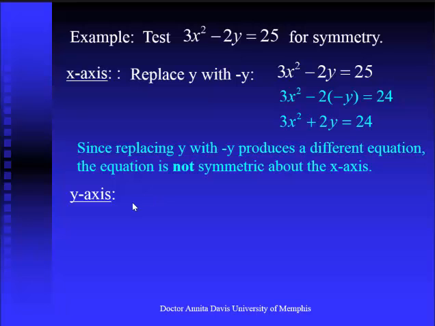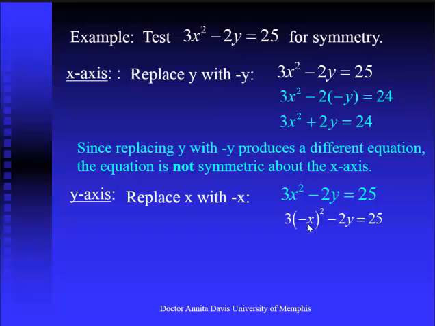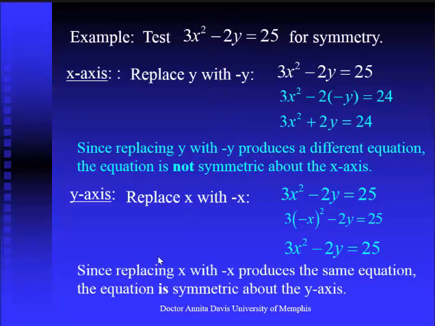Let's check the y-axis. To check symmetry with respect to the y-axis, we replace x with negative x in the original equation. The original equation is 3x squared minus 2y equals 25. We replace x with negative x here, so it's negative x quantity squared. 3x squared minus 2y equals 25. This is exactly equivalent to the original equation. Since replacing x with negative x produces the same equation, this equation is symmetric about the y-axis.